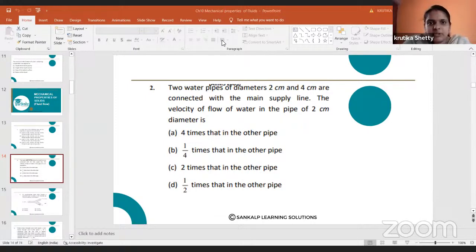This question is based on the equation of continuity. So here the two water pipes are of diameter 2 centimeter and 4 centimeter. They are connected to the main supply. The velocity of flow of water in the pipe of 2 centimeter diameter is.